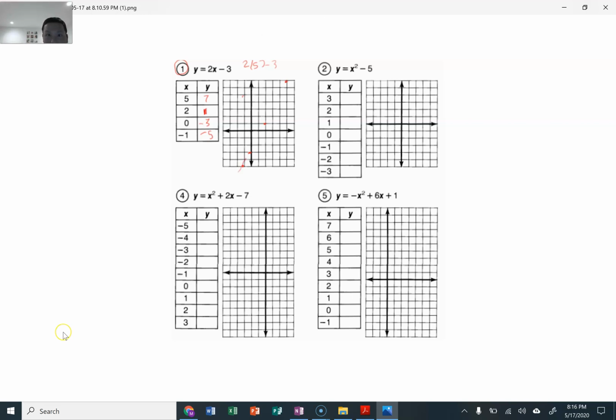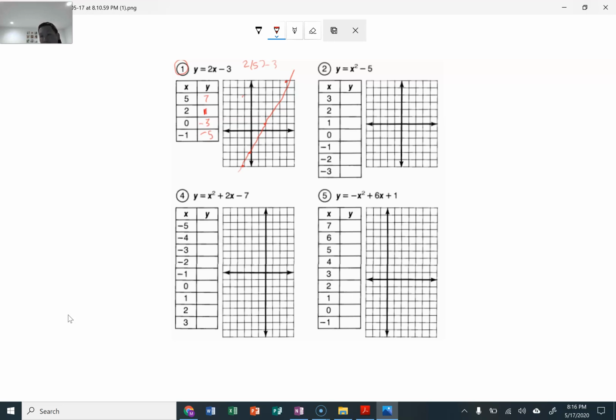If you do it correctly, and I don't have a ruler, usually I have a ruler, you just connect the points and you get a straight line. This is key: this graph is going to be a straight line because there are no exponents at all in the equation.